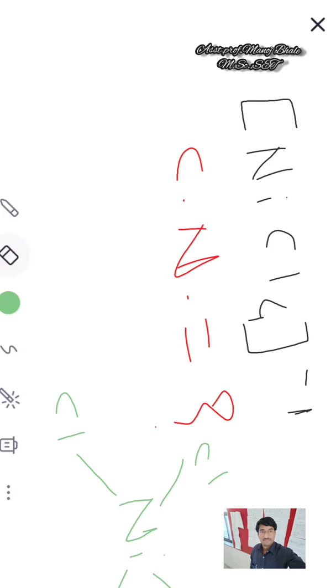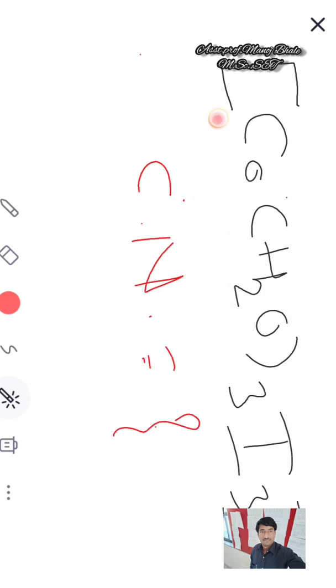So in this structure, how many ligands are directly attached to the central metal? 1, 2, 3, 4. These are the 4 ligands directly attached to the central metal. So the coordination number of the given complex is 4. That is the meaning of the coordination number of the given complex. So in this complex there are 4 chlorines directly bonded to the central metal. So the coordination number of this complex is 4.